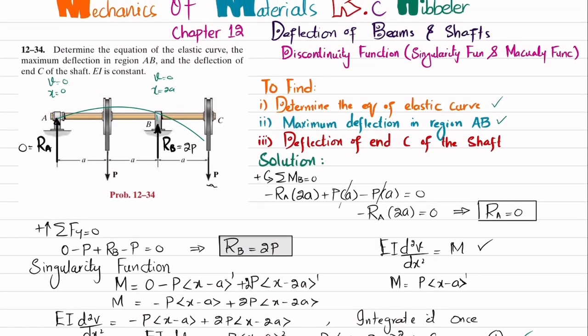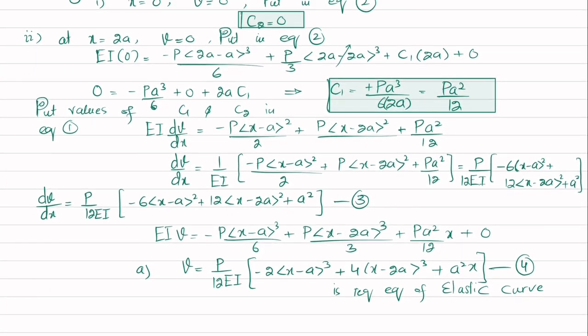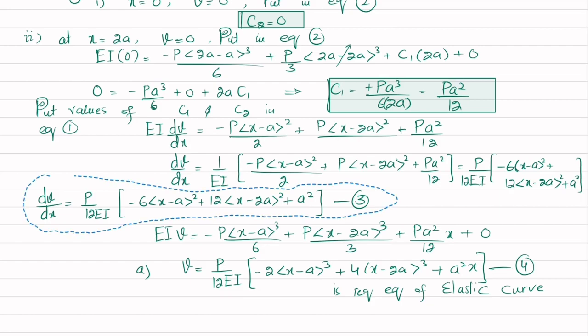Now we'll move toward finding maximum deflection in region BC. So you can see that this is the region BC, and we do not know the exact location of x where this deflection will occur. So x is greater than a and less than 2a. In this region, maximum deflection will occur, and you can see that at maximum deflection the slope dv/dx is equal to 0. So I will copy this equation number 3, which is about the slope, and we will move toward the next page.